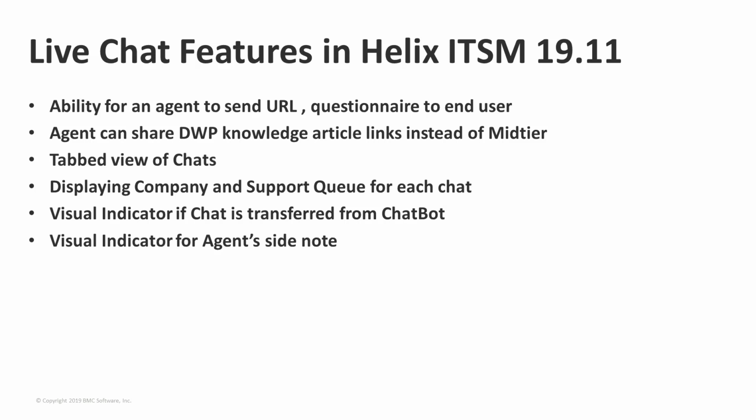In 1911, with every chat we also show the self-service user's company and the queue they came on. So basically which topic they had picked and how that topic got mapped to a given queue. You see both pieces of information. Another cool enhancement in 1911 is a visual indicator if a chat is transferred from the chatbot. We think that may be pretty important. You may want to prioritize the chats that are transferred from the bot to the live agent, since the end user may have talked enough with the bot and may need more urgent assistance.